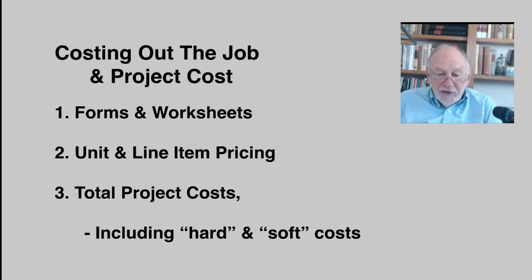Second session will be costing out the job and the project cost. There are forms and worksheets involved there. We will define what unit and line item pricing is, but you're going to find that's a useful way to approach the whole subject of assembling your budget. And then finally, putting together summaries of your total project costs, including the hard and soft costs.